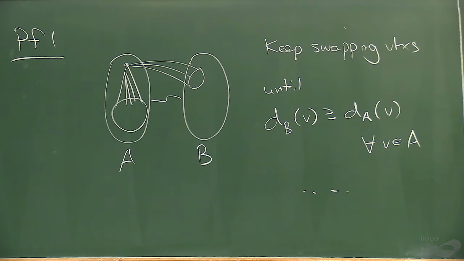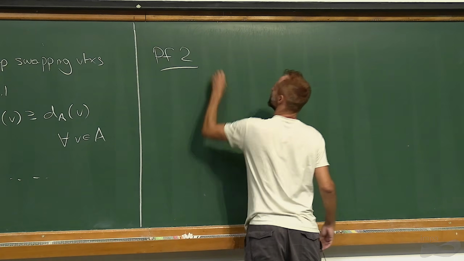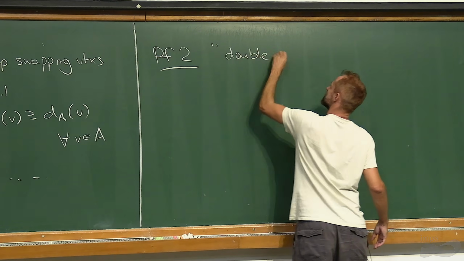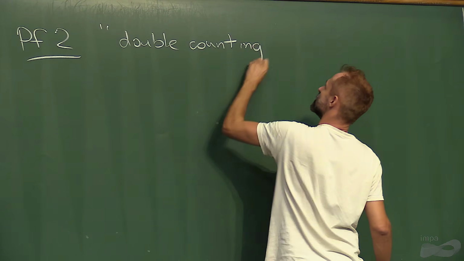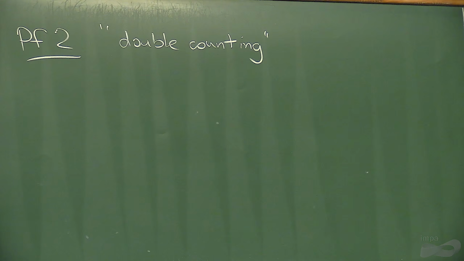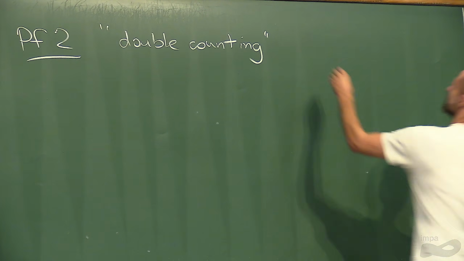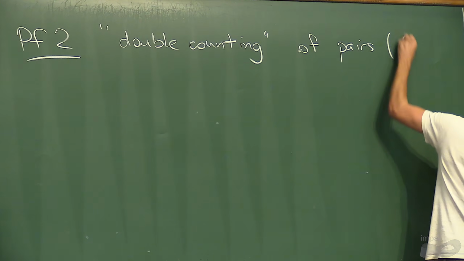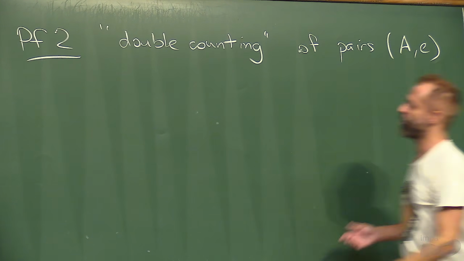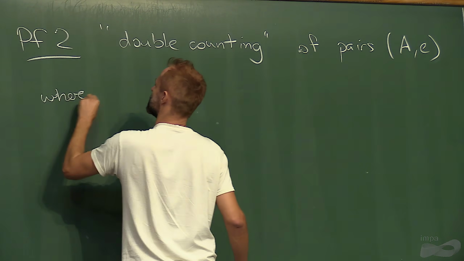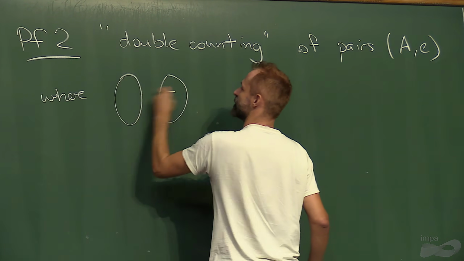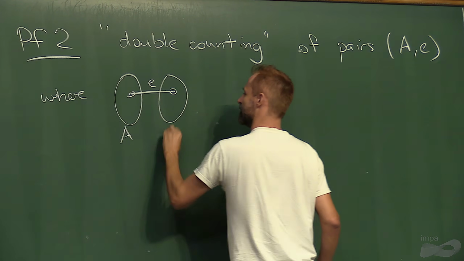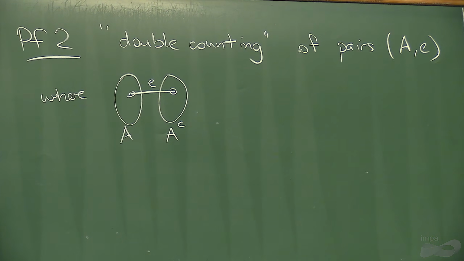So proof 2 is going to be by double counting. Okay? So I guess everyone's seen examples of double counting. So what am I going to count? I'm going to count pairs (A, e) where the edge e goes between A and A complement. So for every subset of the vertices and every edge, it's going to be true or not. Go ahead.